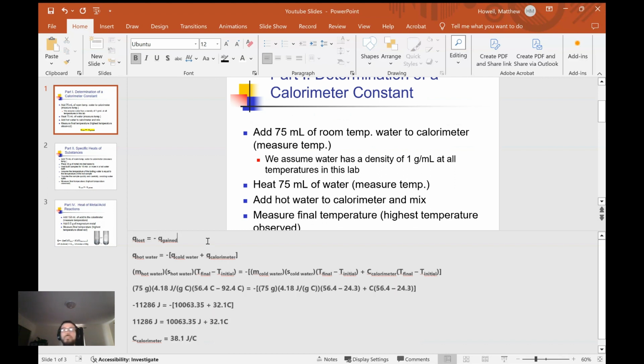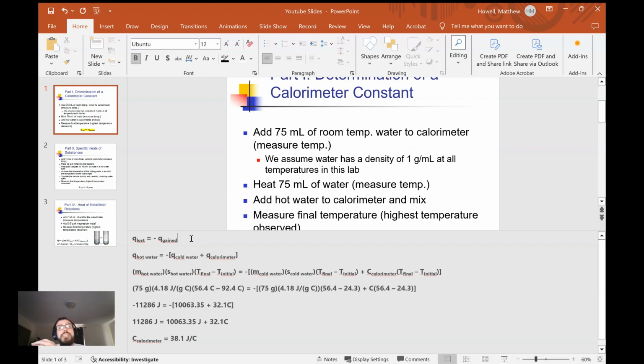Not really. So if we start with this premise of that which is lost must be gained, and the sign convention just means what's giving it off and what's being gained. In the first example, we took 75 mils of cold water, 75 mils of water that we heated up, mixed them together in the calorimeter, and just found the highest temperature that was reached before it started to taper off again.